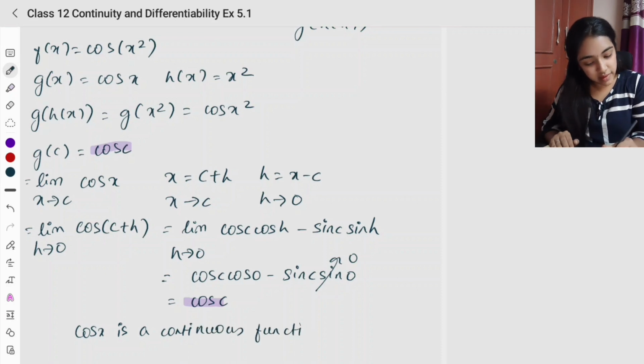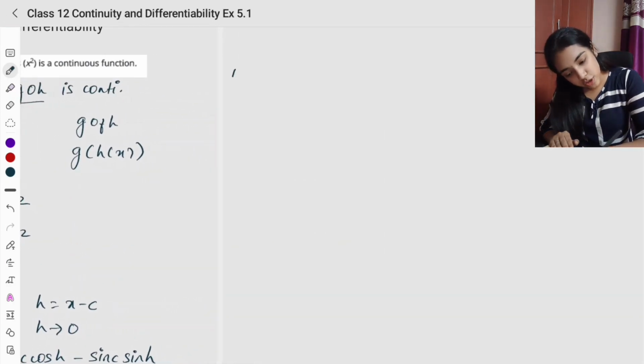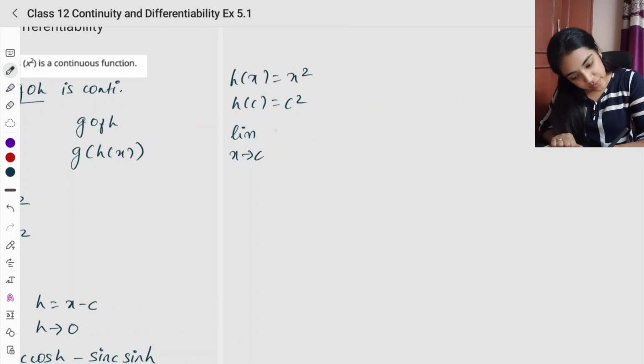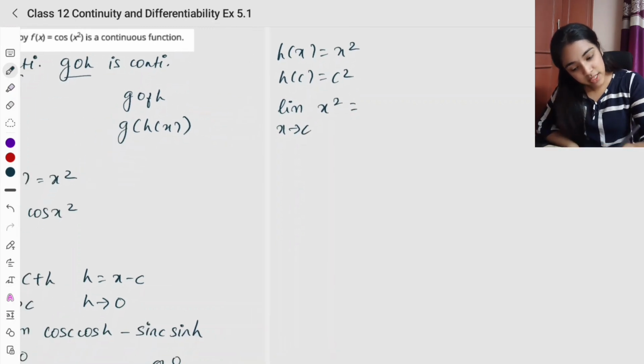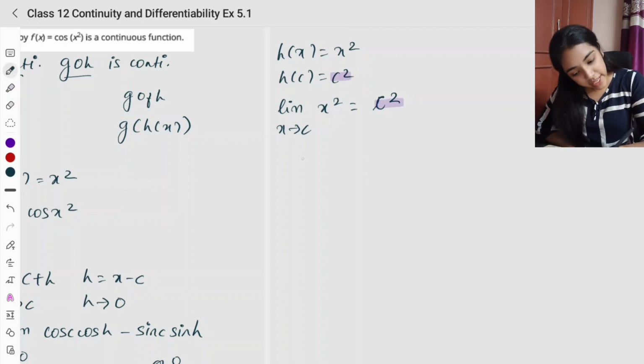Similarly, we prove that x square is a continuous function. So how do you prove that? You have h of x is equal to x square. So h of c is equal to c square. First step is done. Now what is my limit? Limit x tending to c of x square. When I substitute the limit, I am going to have c square. So I see that c square and c square are equal. So x square is a continuous function.